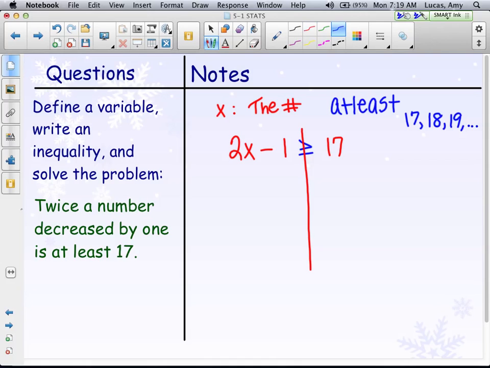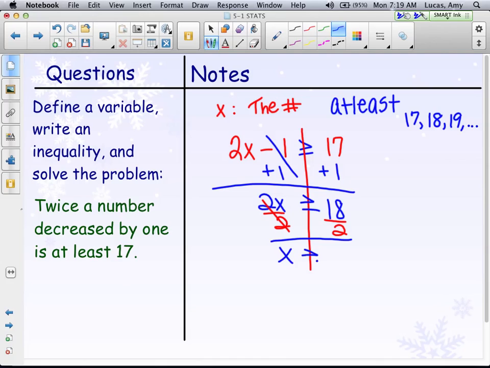Okay, now my action steps. Add 1. You're probably thinking the solving piece is easier than figuring out that inequality symbol. That could be true. So add 1, divide by 2, two-step inequality, x is greater than or equal to 9.